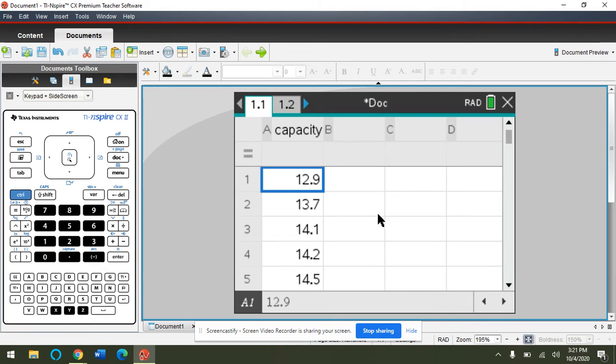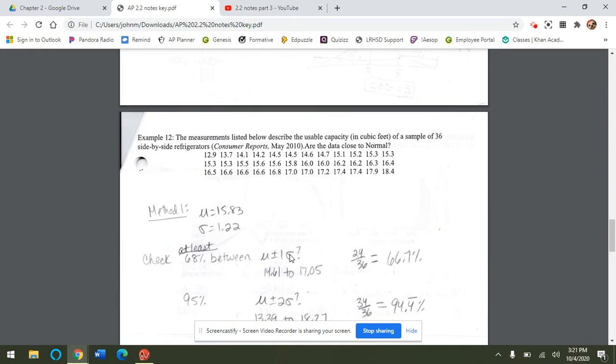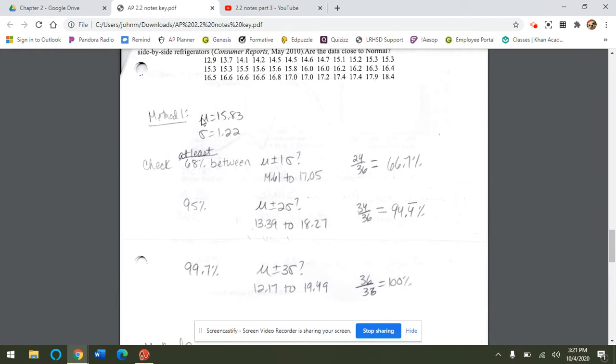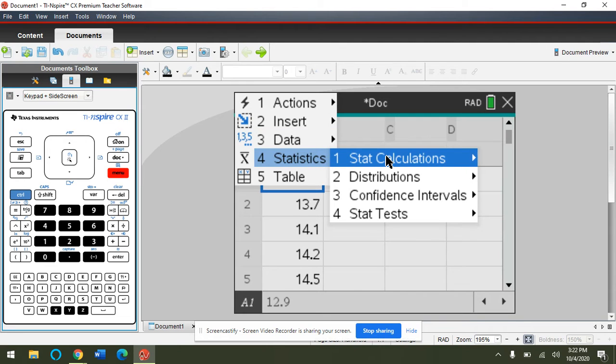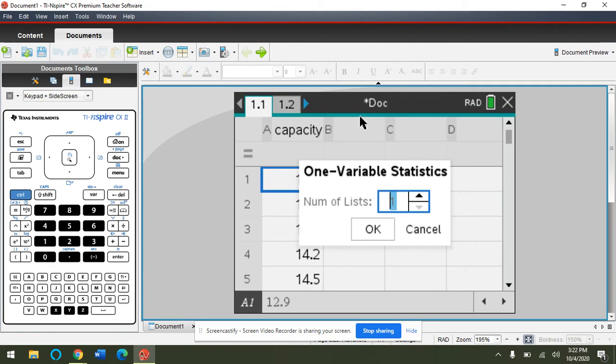So then the next thing you want to do is the other part of method number one: you need to check how well your data goes with the empirical rule. The percentages for the empirical rule are 68%, 95%, 99.7% for 1, 2, and 3 standard deviations, respectively. So if we go back to our notes, I already wrote this out. My mean is 15.83. My standard deviation is 1.22. Keep in mind, you get that by doing menu, stats, stat calculations, one variable statistics.